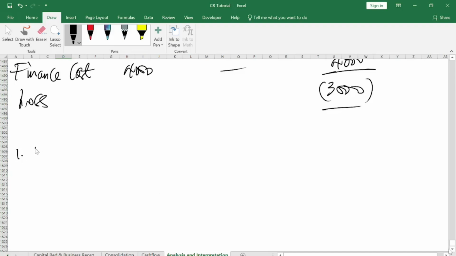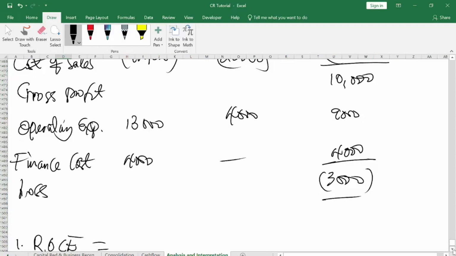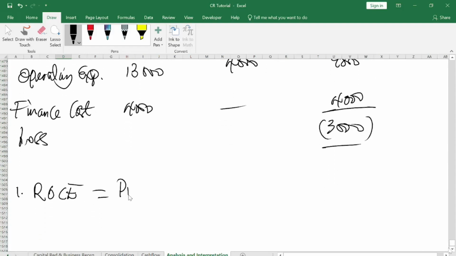You are coming to calculate your ROCE. What do you have? You have profit before tax, which is how much? That is minus 3,000. So we are going to add operating profit plus this. We had a loss at the operating side. So profit before interest and tax. All divided by what?